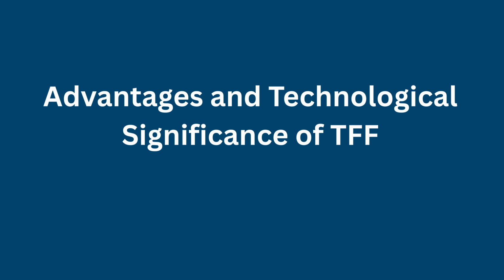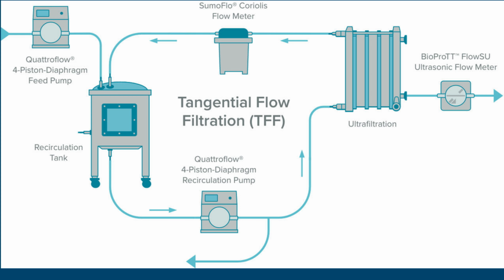Advantages and technological significance of TFF. The widespread adoption of tangential flow filtration arises from its ability to combine high separation efficiency with gentle product handling and scalable operation. By reducing membrane fouling and maintaining stable permeate flux, TFF enables longer operational cycles and improved process productivity. The technology also offers superior product recovery compared with conventional filtration methods, minimizing loss of valuable biomolecules during processing.